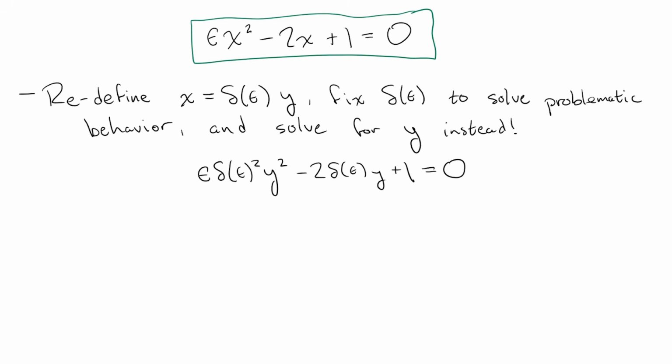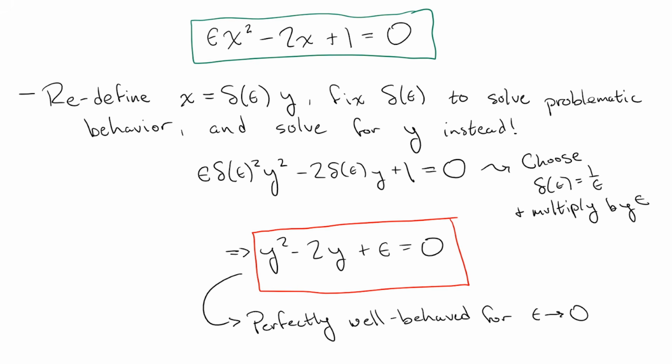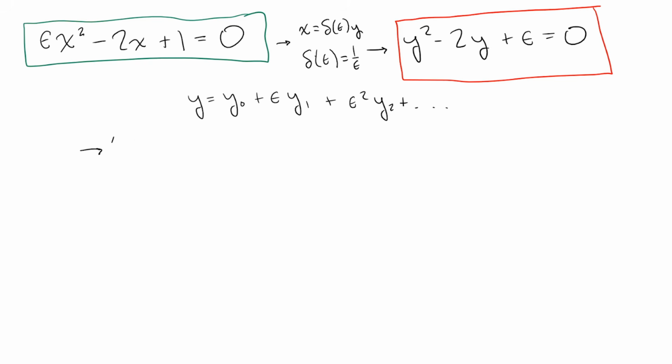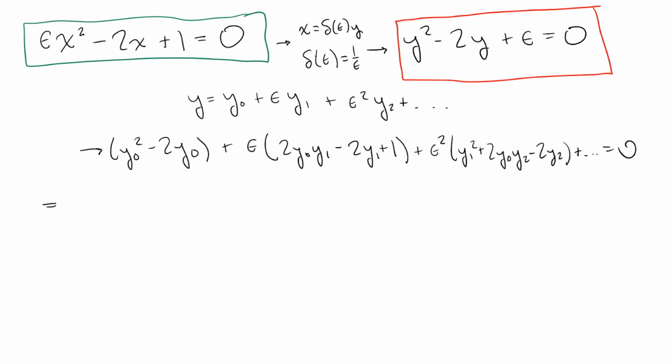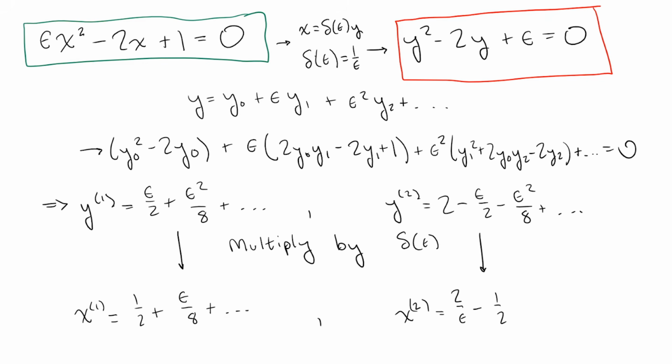So, we will define delta so that we both get rid of the epsilon in the y squared term, but also be careful not to introduce any extra 1 over epsilon terms, which might be an issue. A good choice is just to make delta equal to 1 over epsilon, so that after multiplying the whole equation by epsilon, we get a new equation for y that is still quadratic in the epsilon going to 0 limit. Now, we can write the solution for y as a perturbative expansion in epsilon and again solve order by order. When we do this, we amazingly recover our second root. Now, to find x, we just multiply these roots by delta, and we have our perturbative solution.